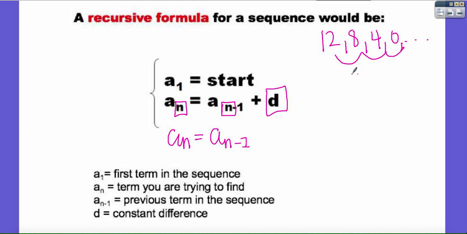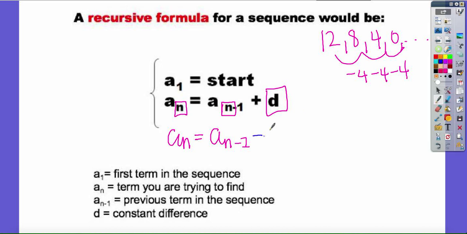Well, in our example, it was minus 4 each time, so all that would be new in the actual formula would be a minus 4 at the end. If I wanted to use this formula, I always have to know what the first term is. They will always tell you a sub 1 equals something, because you cannot find out anything else without knowing the first term. In our particular sequence, a sub 1 is 12. That just means the first number in the sequence.